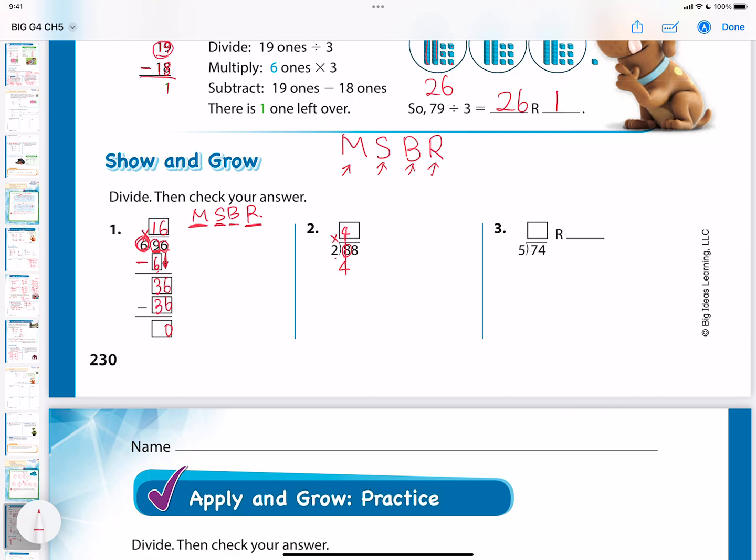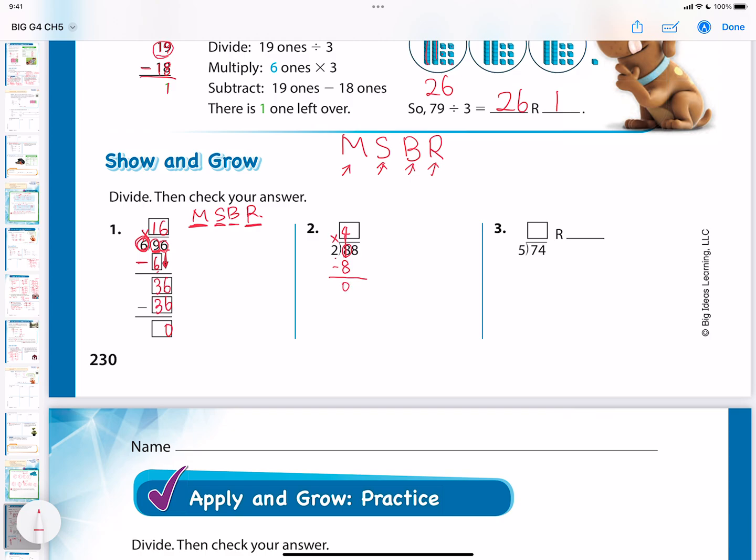So 2 times 4 is, oh, did I say 4? Sorry, 2 times 4 is 8. You need to write down the product in here, right? And then since we are working on this tens place, remember, we need to subtract, and then bring it down.